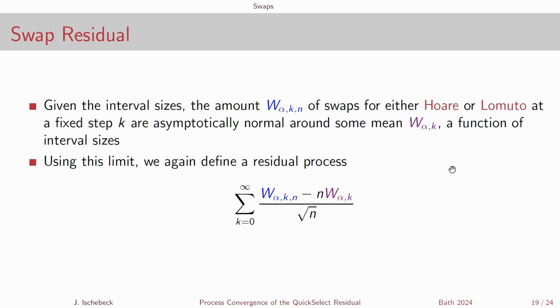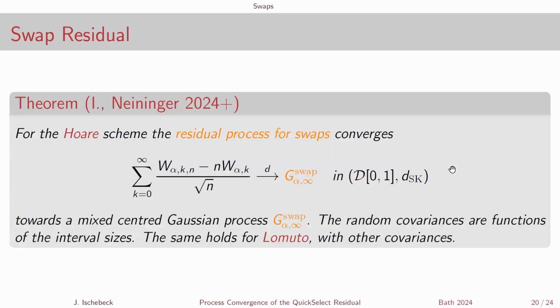And we see that we can define the same residual process. And this residual process then converges in the same way as for the comparisons against a mixed-centered Gaussian process on this space of càdlàg functions, and this holds for both schemes with different covariance functions. But I won't write them there, way too long.